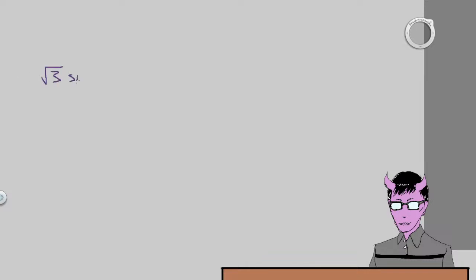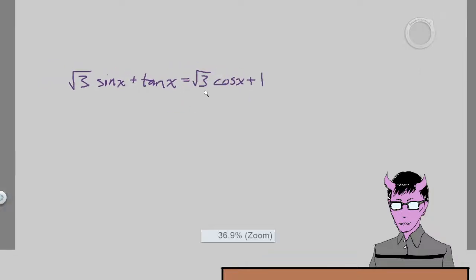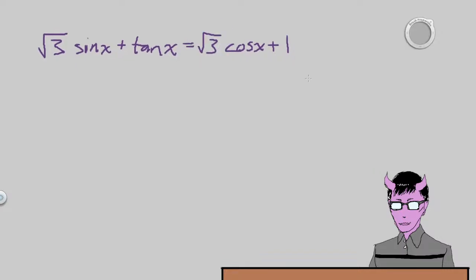We have square root 3 sine of x plus tangent of x, and then it's going to be equal to cosine of x plus 1. So this is going to be the particular problem. There are no domain restrictions. What do we even do for this scenario, right? It looks kind of weird, honestly.